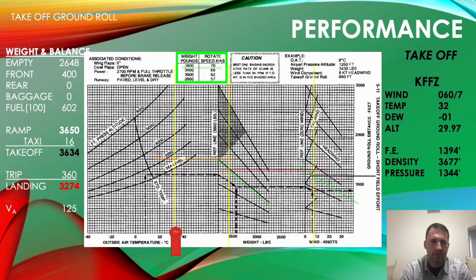All right, this is our takeoff ground roll. Same thing. We enter at the temperature. We move up to our pressure altitude, move over to weight, move down, then across to winds, and that gives us our ground roll.